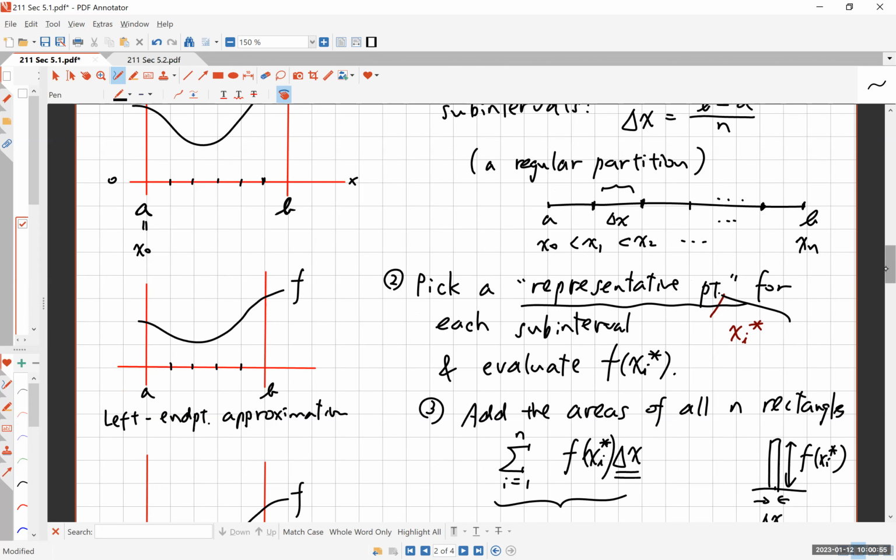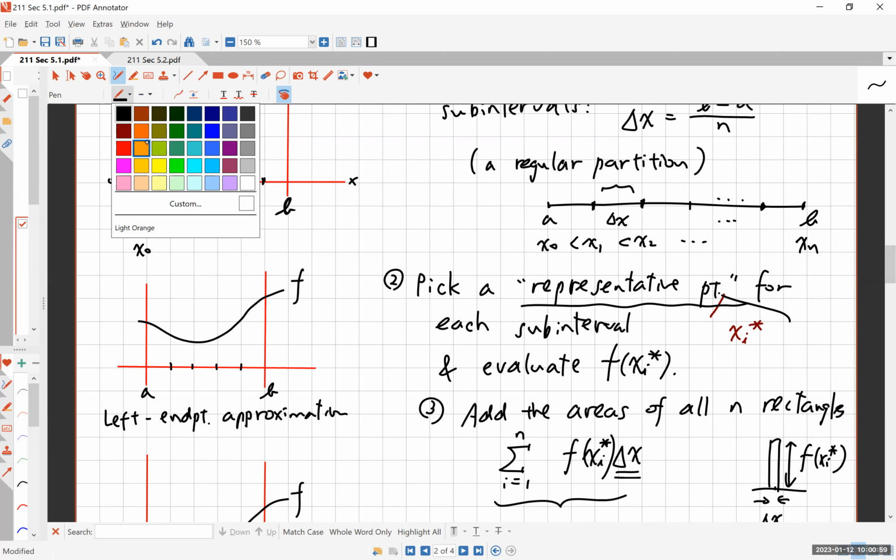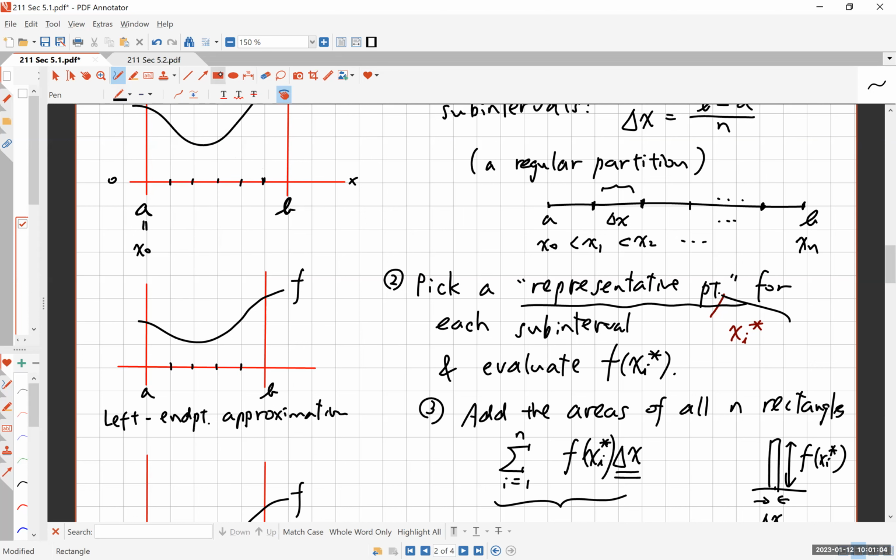And if we decide that the left endpoint of each subinterval is the representative point, then this is what's going to happen. Let's see if I can do this with a different color for the rectangle, and I tried to make this into a thin rectangle. So I am going to pick for this first rectangle this height right here, okay? So 0 or A is the representative point for the first subinterval.